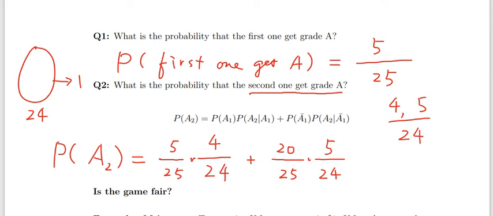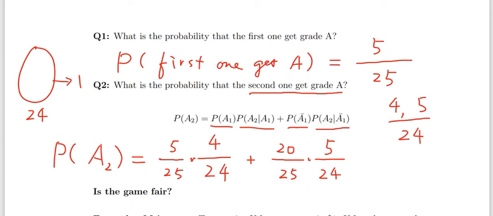So this formula, P(A1) meaning the first one gets A, and second one gets A given the first one gets A. And here the first one does not get A, and the second one gets A. The formula looks a little bit confusing, but from here you can easily understand. This case, the probability is 4 over 24 multiplied by the probability of this thing happening, or 5 over 24. This means the first one does not get A.